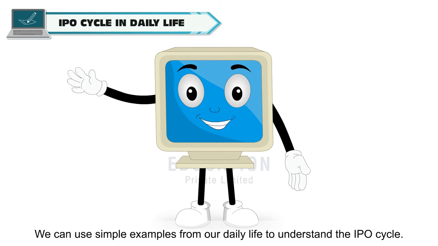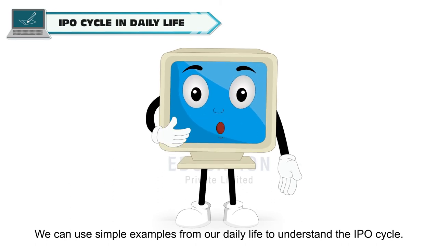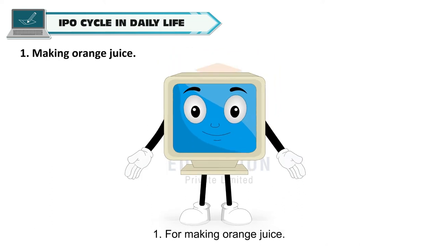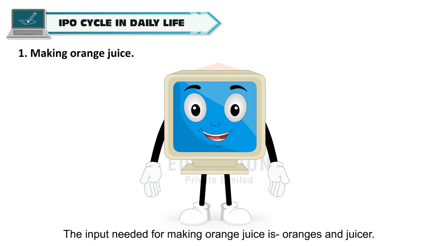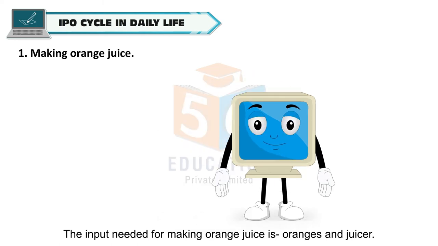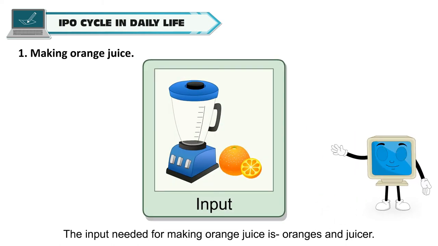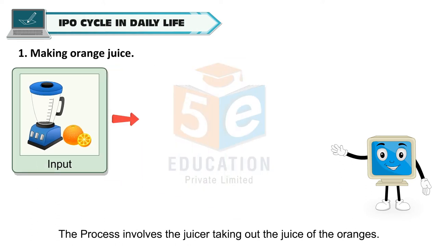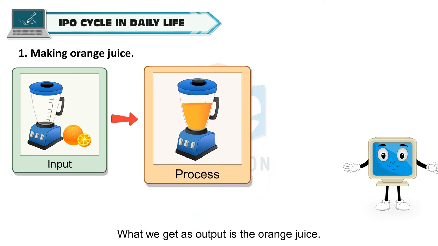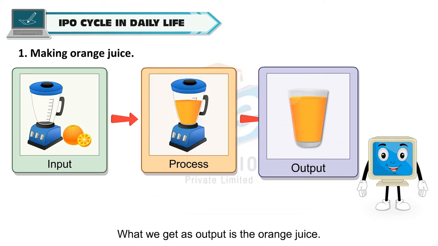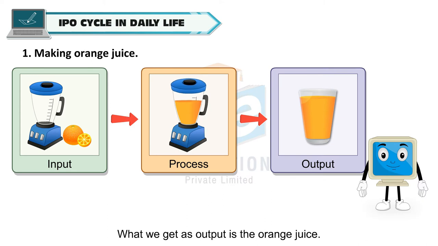We can use simple examples from our daily life to understand the IPO cycle. For making orange juice, the input needed is oranges and a juicer. The process involves the juicer taking out the juice of the oranges. What we get as output is the orange juice.